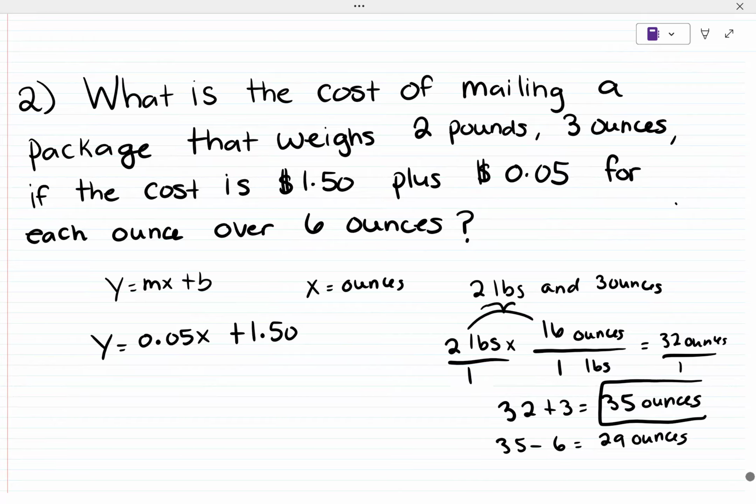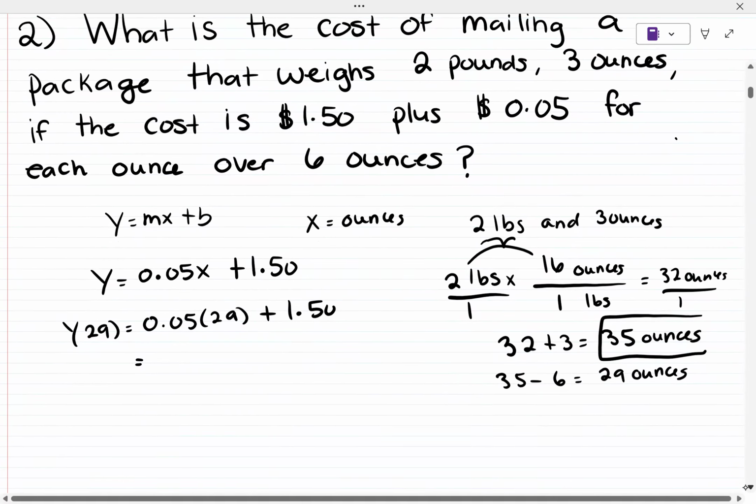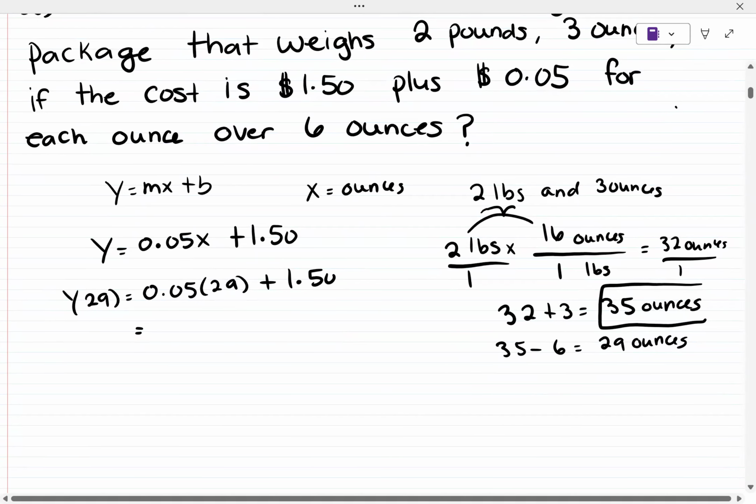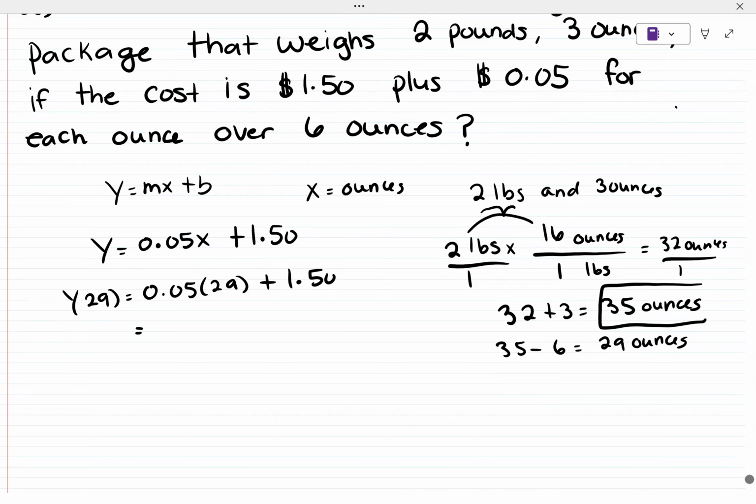Okay, then you may put it into this equation. So y of 29 is equal to 0.05. Replace x with 29 plus 150. And you get, remember we can't use a calculator, so you need to know how to multiply. What is 29 times 0.05? That should be a dollar 145, right?